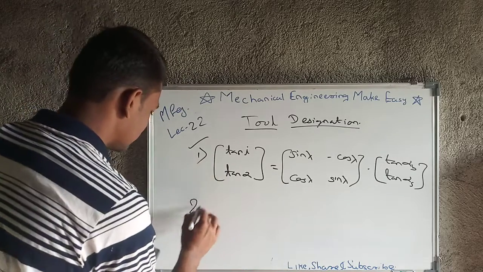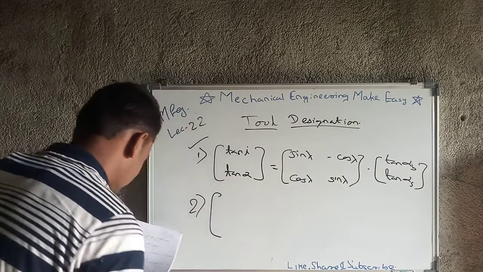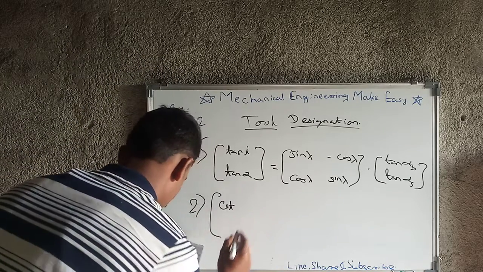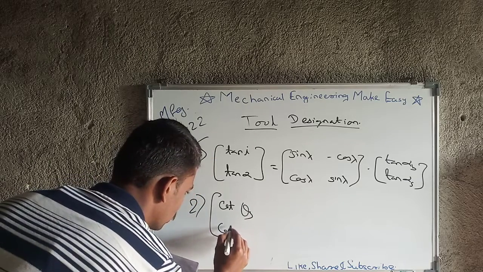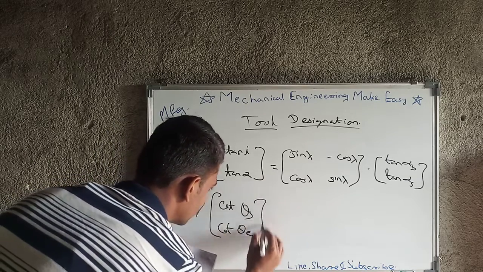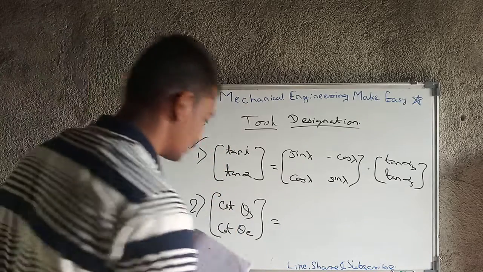Then there is another equation also, and that is also in the form of a matrix. So cot theta s, cot theta e. These are the values of the ASA system, that is American Standards Association.